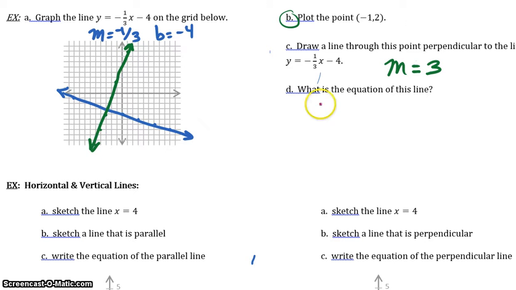The equation of this line, y equals 3x, we know that the slope is 3, and we look to see where it crosses the y-axis, and it should cross at 5.